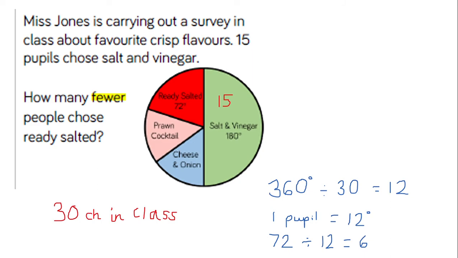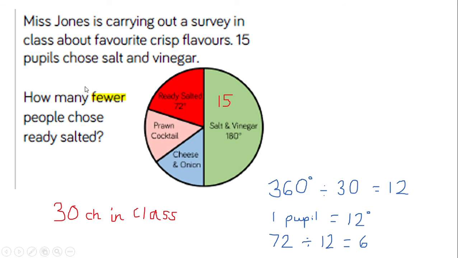Now, if I actually divide 360 degrees, which is my whole circle, by 30, that tells me how many degrees each child in the class would represent, and that's 12. There's 12 30s in 360, just like there's 12 3s in 36. So one pupil is worth 12 degrees. So if I then look at my ready salted section and I divide that by 12, that would tell me that there was 6 children that chose ready salted.